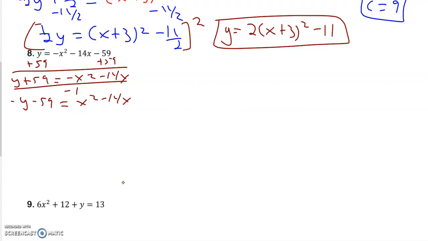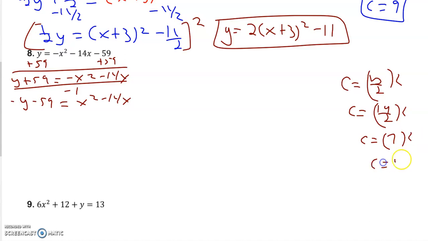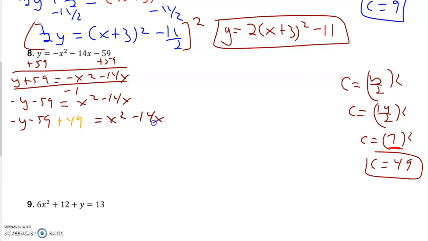Then I'm going to do c equals (b over 2) squared, c equals (14 over 2) squared, c equals 7 squared, and c equals 49. So 49 is my magic number, and this is the one that would go in the x squared, or underneath the radical if we were doing completing the square. So in this case, I am going to put in negative y minus 59, and then I'm going to put in plus 49, and then I'm going to get equals x squared minus 14x plus 49.